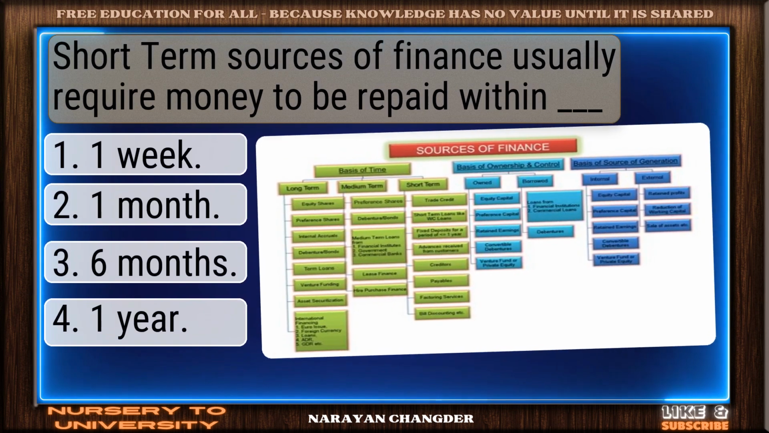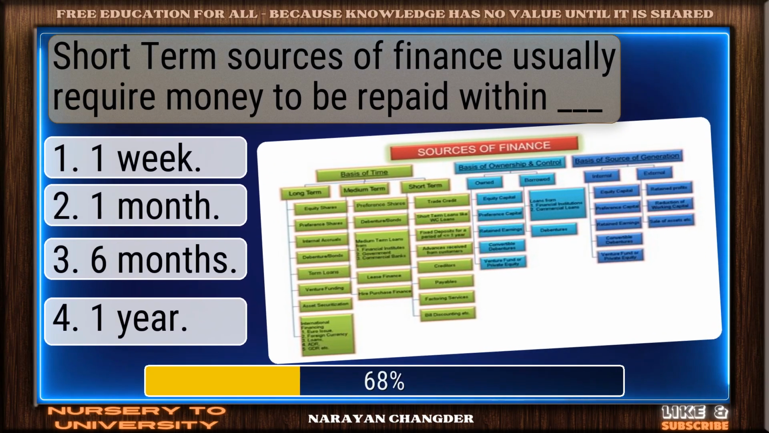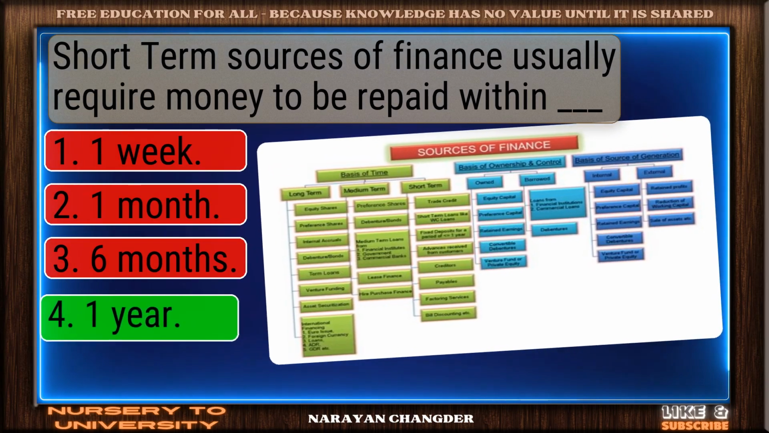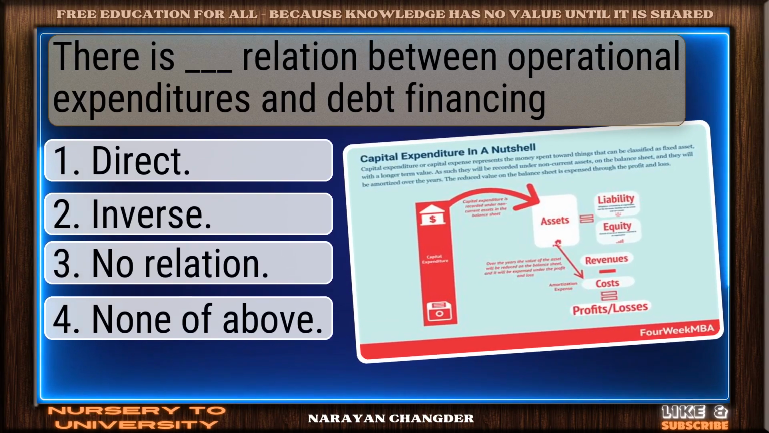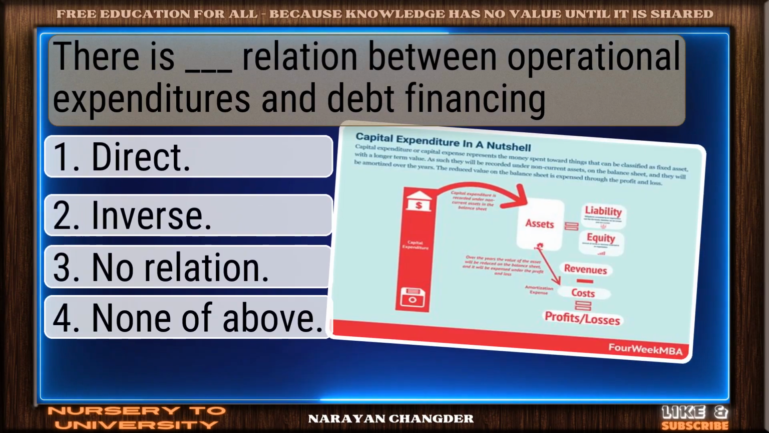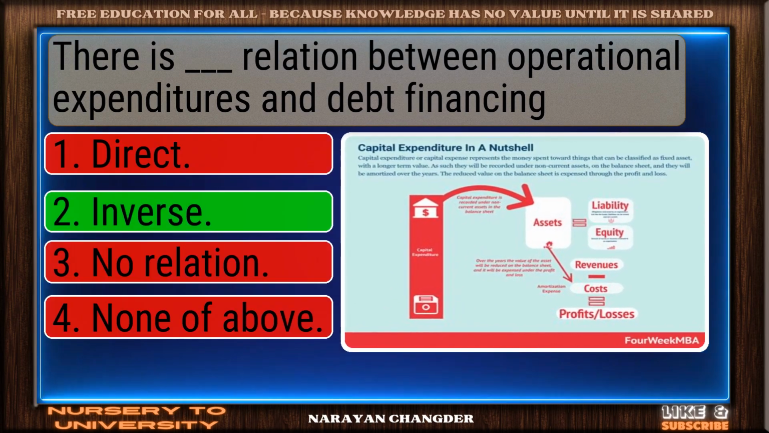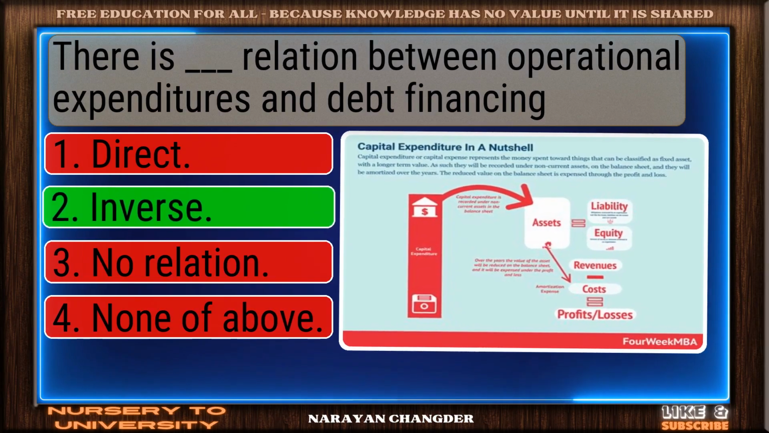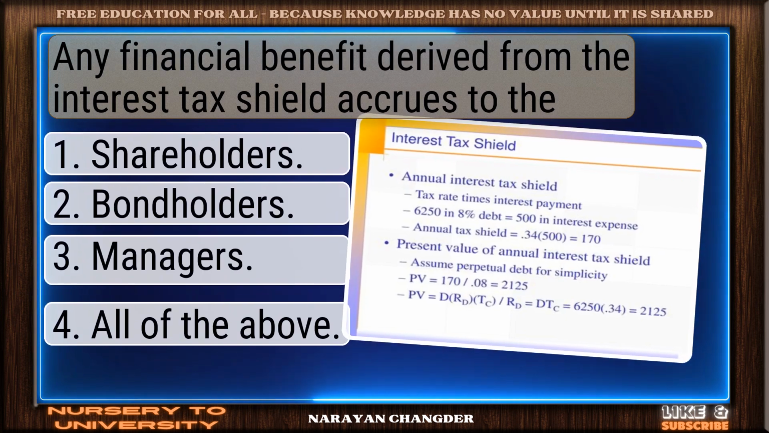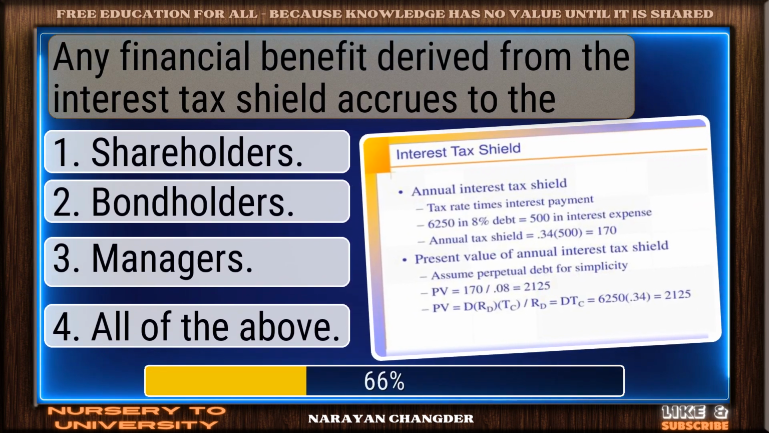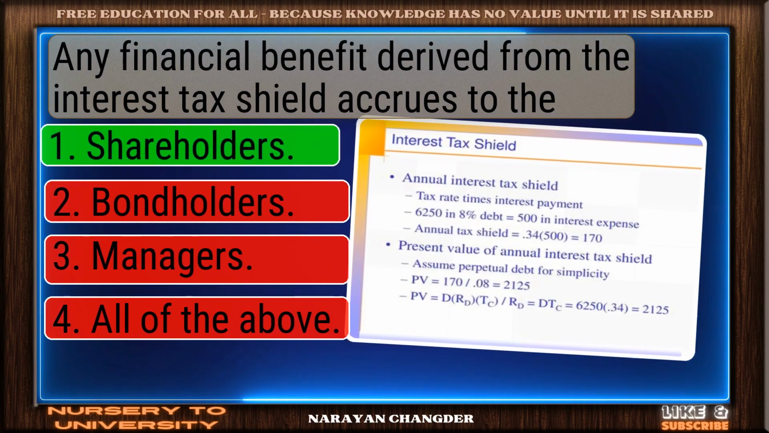Short-term sources of finance usually require money to be repaid within dash. Nice selection. 1 year is the correct and valid answer. There is dash relation between operational expenditures and debt financing. Well done. Inverse is the right choice. Any financial benefit derived from the interest tax shield accrues to the... You're right. Shareholders is the correct answer.